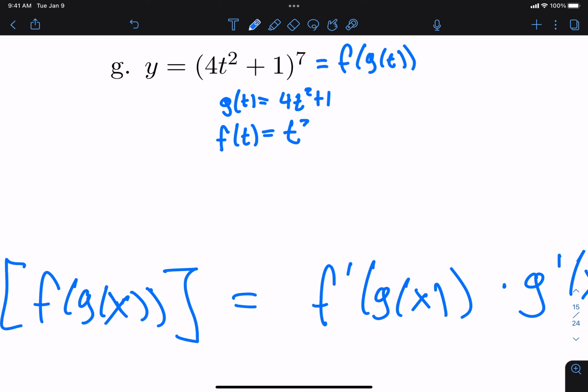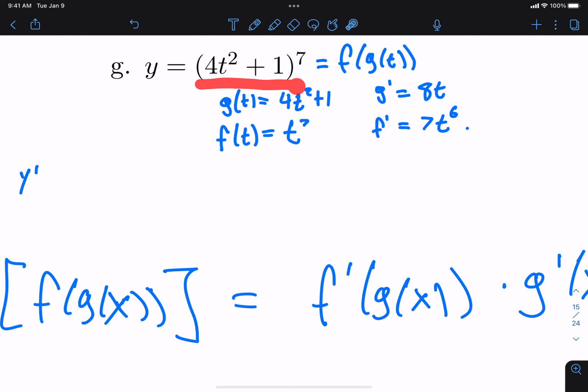From here we know that we're going to need the derivatives of these guys, so let's go ahead and find them. G prime is going to be 8t, and f prime is going to be 7 times t to the 6th. Yes? Before we get going on the derivative part, are there questions about how we identified, first of all, that this is a composition to begin with? Or are there questions about how I figure out which one's the inside and which one's the outside? You feel okay? All right.